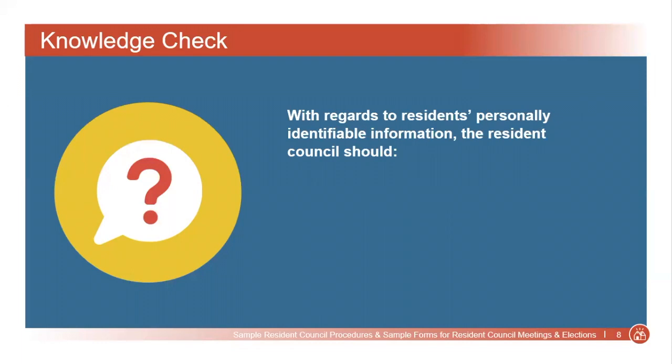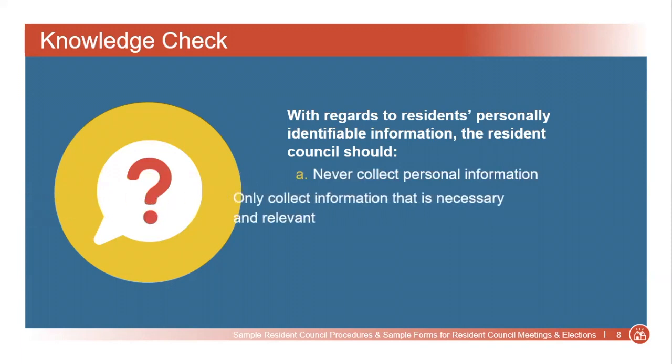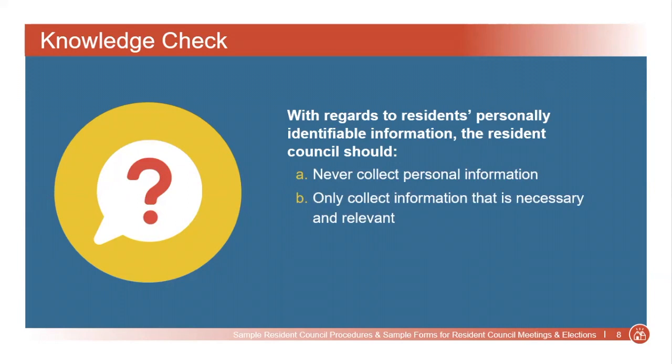Before we start looking at the sample forms, let's do a quick knowledge check. With regards to residents' personally identifiable information, the resident council should A. Never collect personal information. B. Only collect information that is necessary and relevant. C. Have the PHA collect private information. Or D. All of the above. We'll pause for a moment so you can consider your answer. Remember, you can always pause this training if you'd like to consult any of the documents in the toolkit.